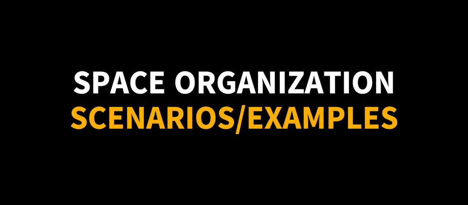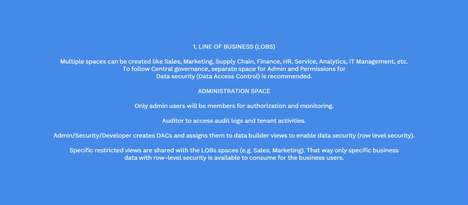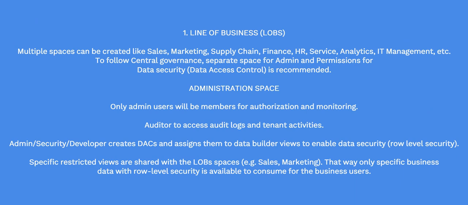Space organization scenarios. Examples. Line of business. Multiple spaces can be created like sales, marketing, supply chain, finance, HR, service, analytics, IT management, etc. To follow central governance, a separate space for admin and permissions for data security and data access control is recommended. Administration space. Only admin users will be members for authorization and monitoring.